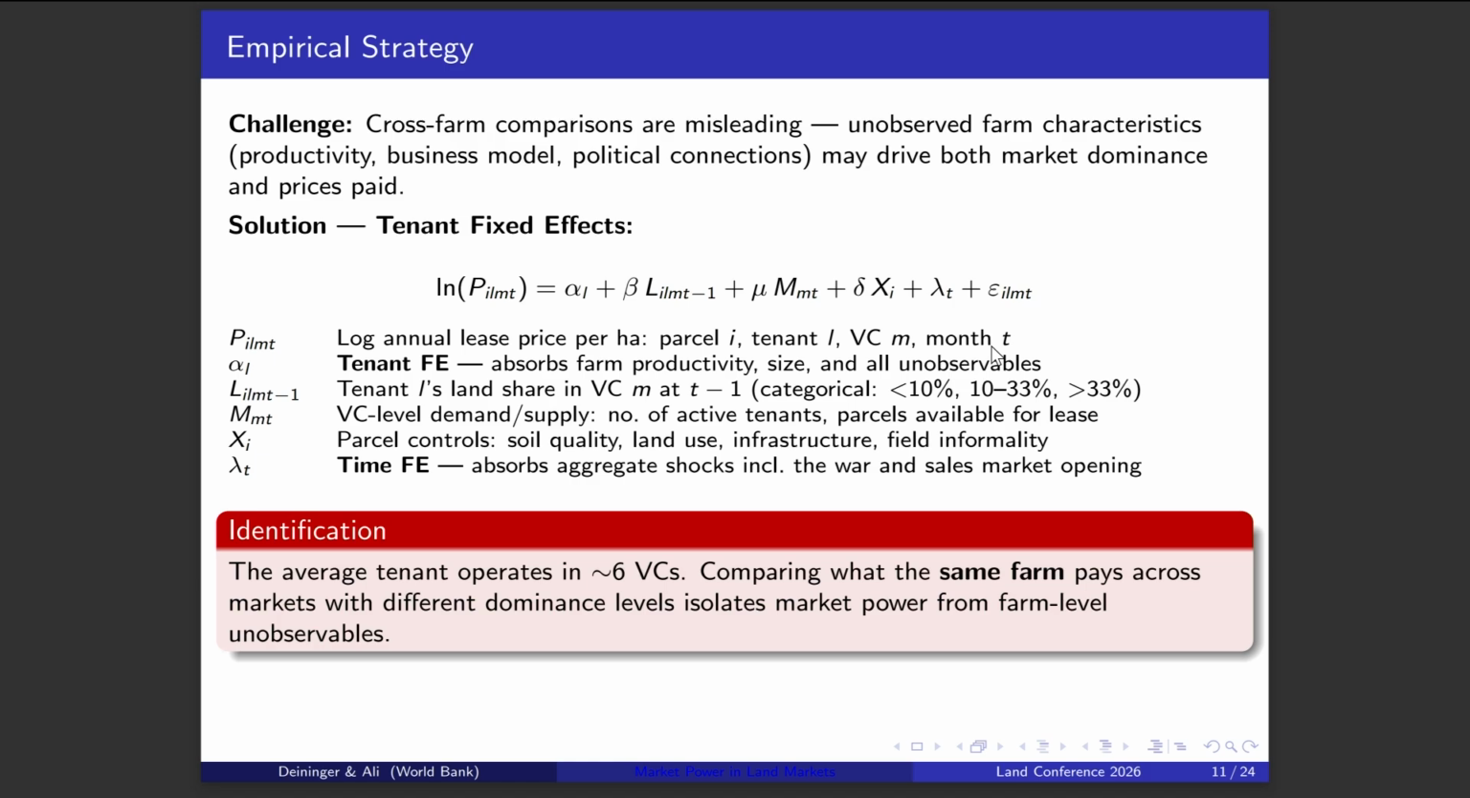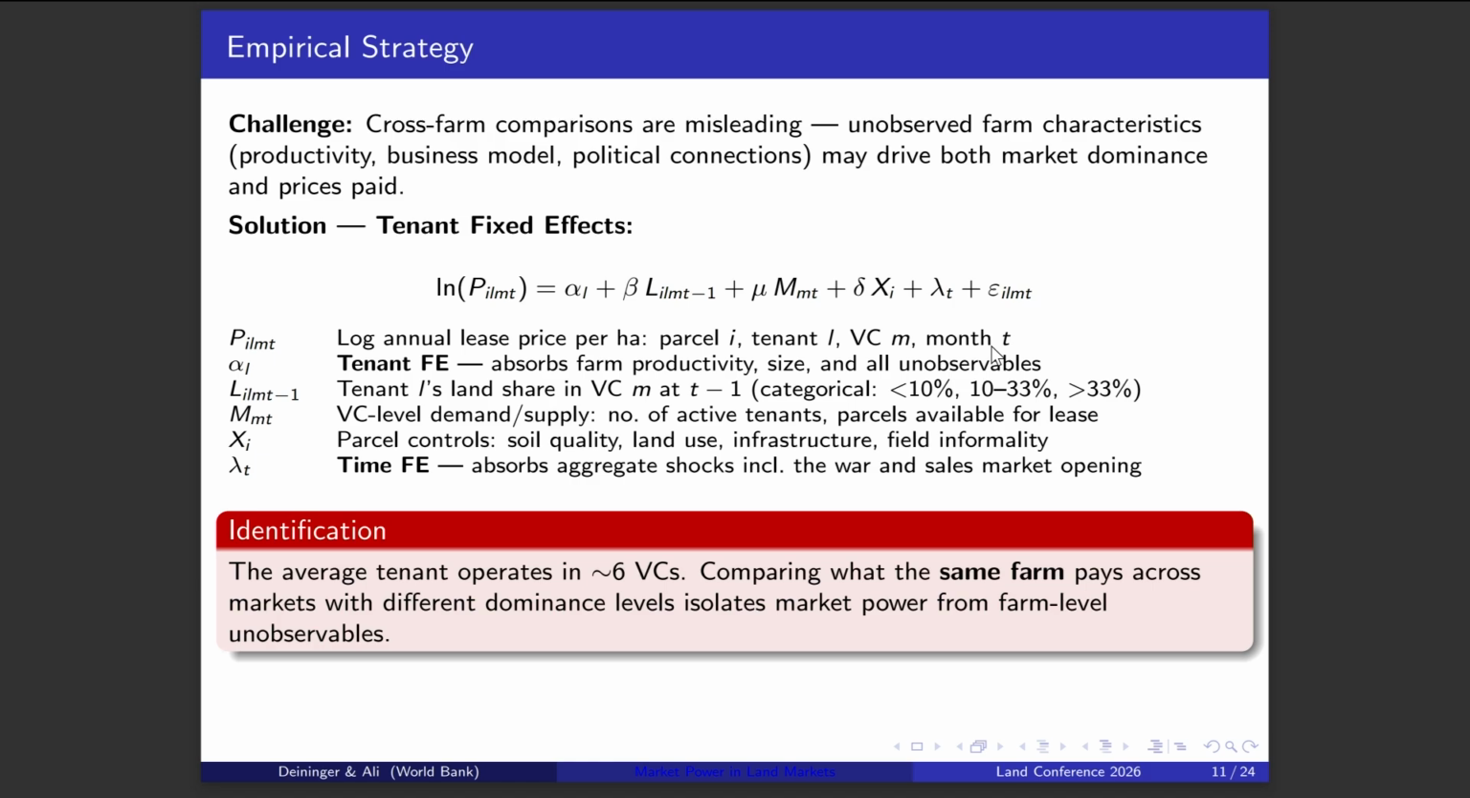Our measure of market power is the share of land of the legal entity in a village council at time t minus 1, and we use 2 kinds of indicators. One is a categorical indicator: either less than 10% of the village land, 10 to 33%, or greater than 33%. We also use the continuous land share in the village council operated by the legal entity.